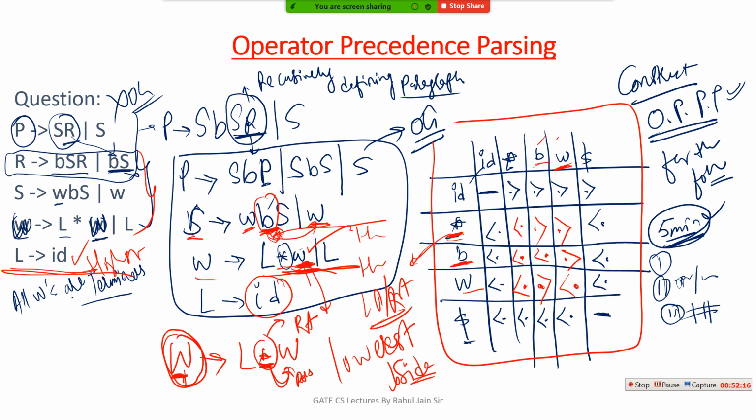Is it clear to all candidates or not? Answer me. Please answer me. If you are facing any kind of doubt in this operator precedence parsing table, please comment. I will try to solve them. Don't worry. Is it clear, guys? Okay, Nagarkote answered that. Sir, B and W. Okay, I will compare B and W again. Don't worry.